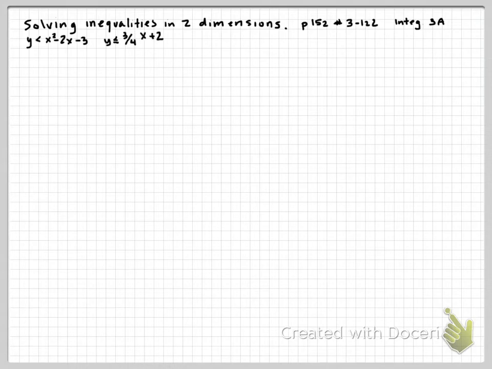So I have two inequalities. One happens to be a quadratic function. It's going to graph a parabola. The other is a linear function. It's going to graph a line. Both are going to involve shading because I have inequalities.